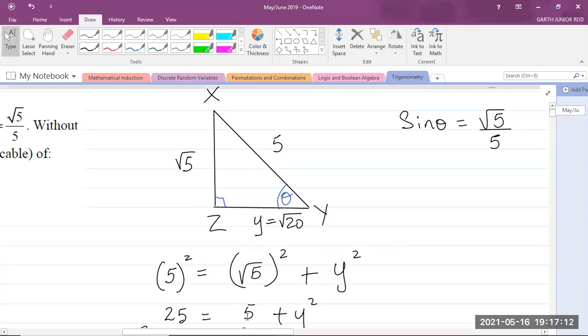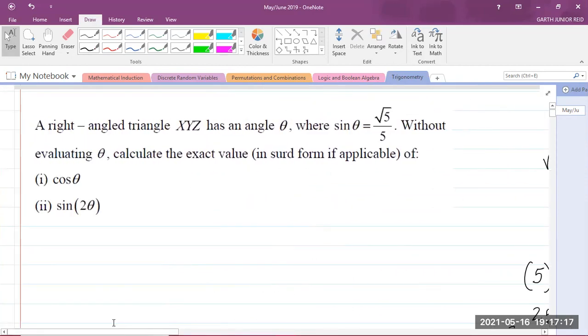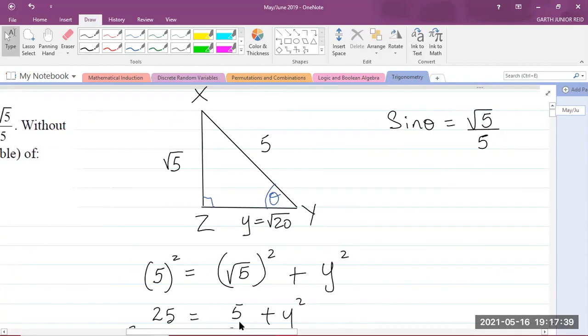Now that I have a visual representation of the triangle that you're talking to me about, we can now answer the question. Let's answer part 1. Part 1 solution: we have to find the exact value of cos theta. We know that cos theta is equal to the adjacent side over the hypotenuse. Let's look back at the triangle. The adjacent side is y, which is the square root of 20, over the hypotenuse, which is 5.